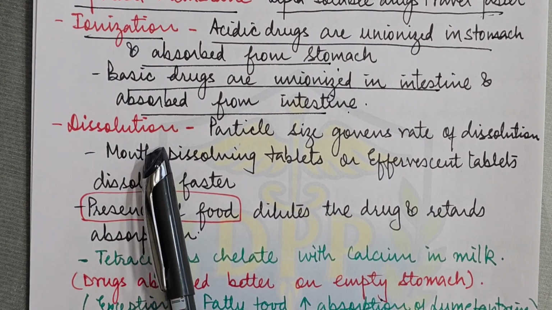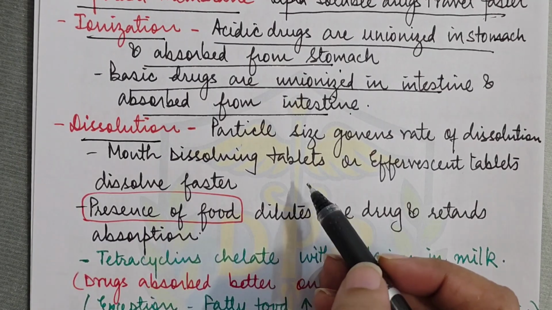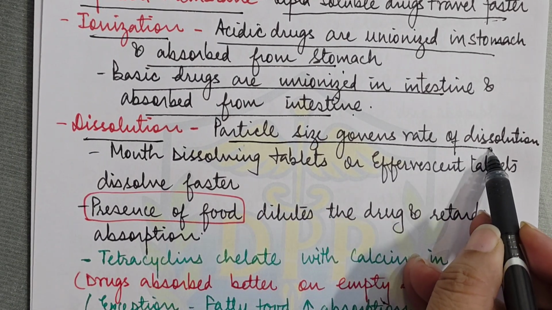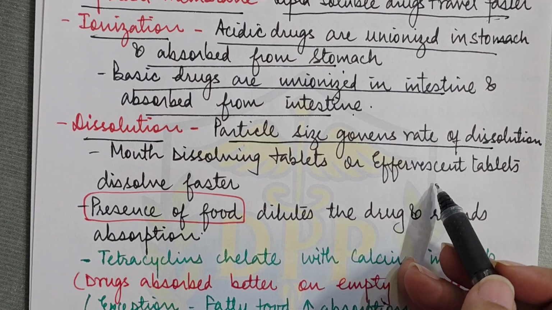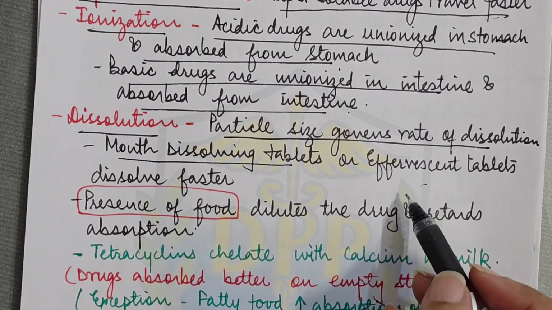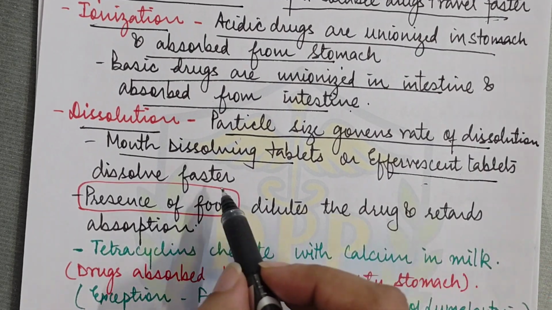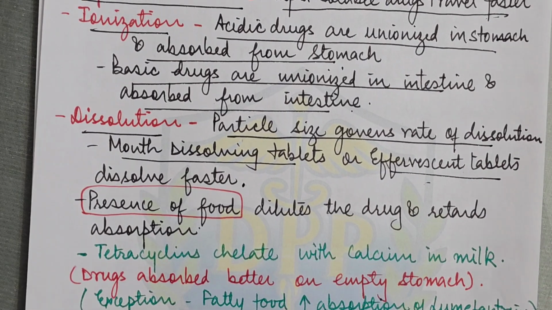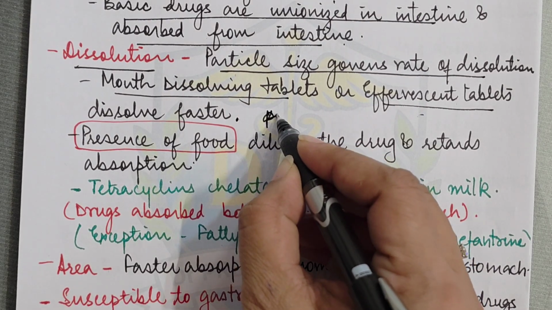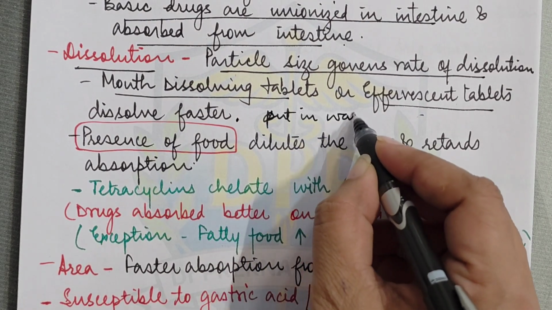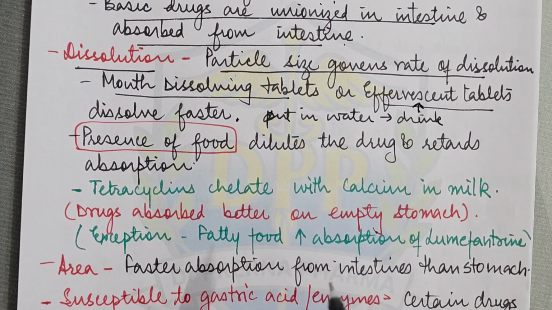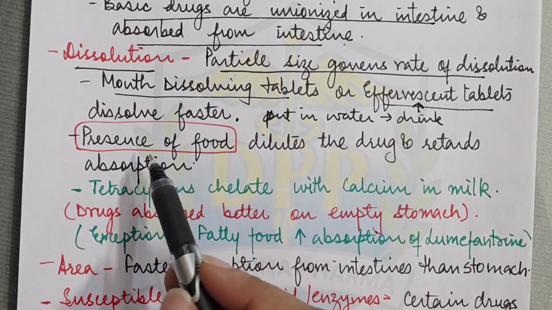The next factor is dissolution. Every drug is made up of particles. So particle size governs the rate of dissolution. If the particle size is small, the rate of dissolution is going to be faster. Another type of tablets that we have are mouth dissolving tablets or effervescent tablets. They dissolve faster. You must have seen that you put them in water, and then some bubbles come up, and you just have to drink it. So that is an effervescent tablet. And when you make an aqueous solution, then the absorption becomes faster.